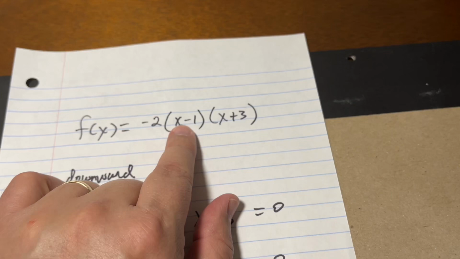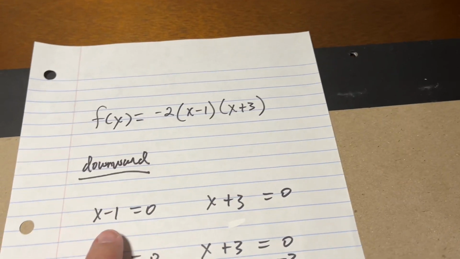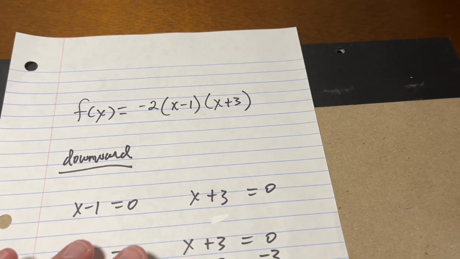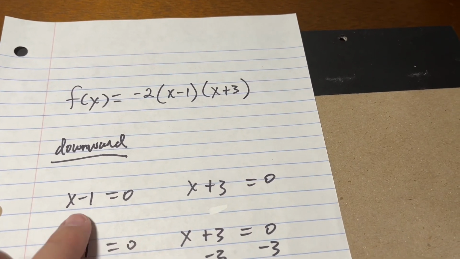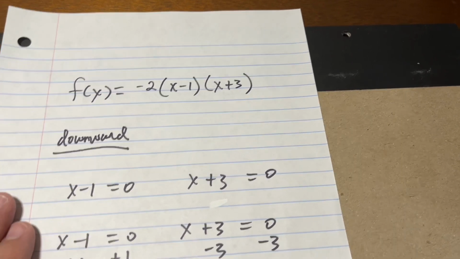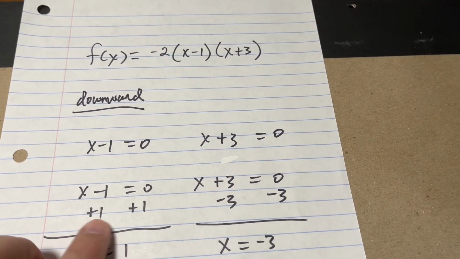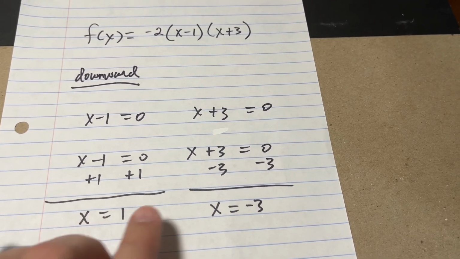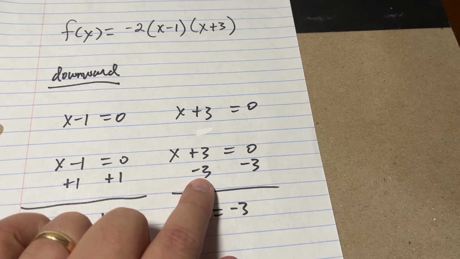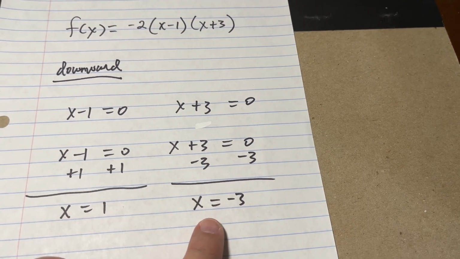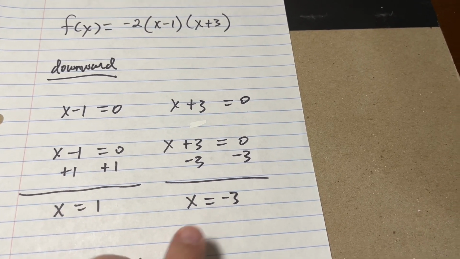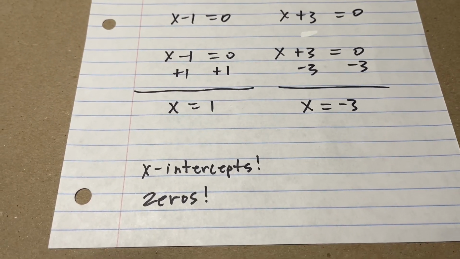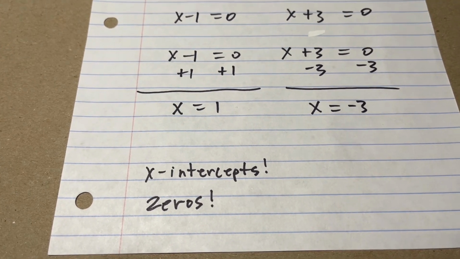And then what you do is you take these factors and set both of them equal to 0. Now I don't need to set the -2 equal to 0 because it doesn't have a variable with it, but I have done the other one. If you solve that, you're going to add 1 to both sides. These are going to cancel. You get x equals 1. And then you subtract 3 from both sides here. You get x equals -3. So these are the x-intercepts. And they're also called zeros. So x-intercepts and zeros are the same thing.